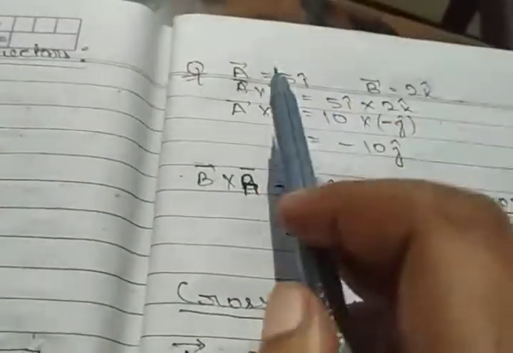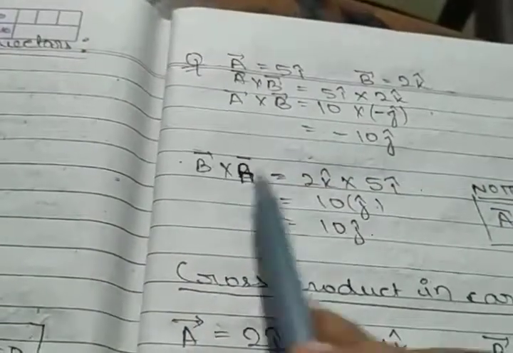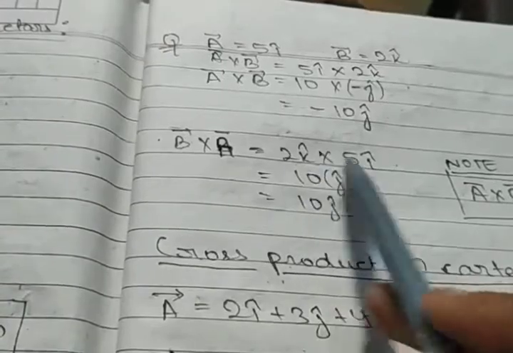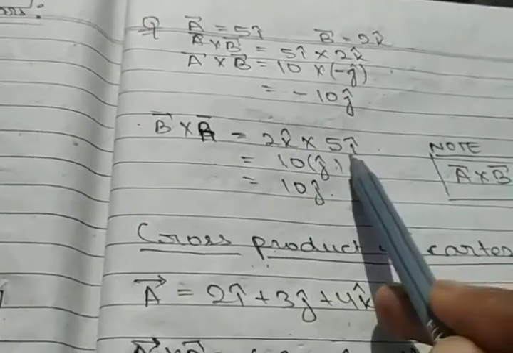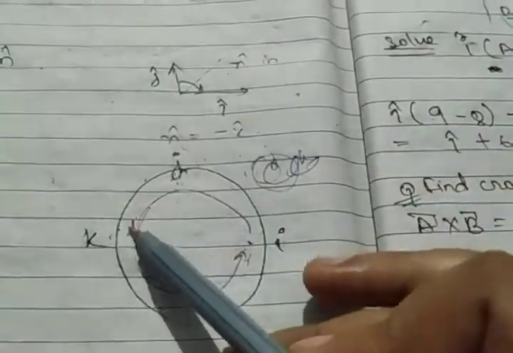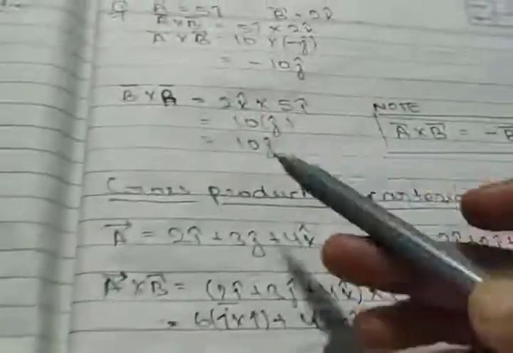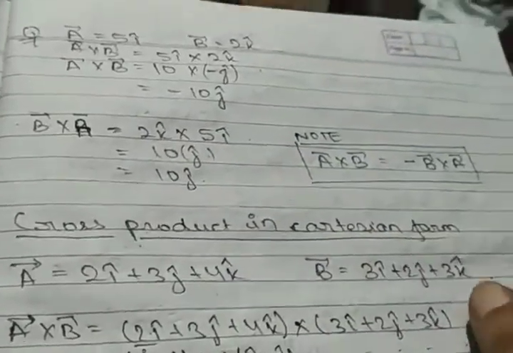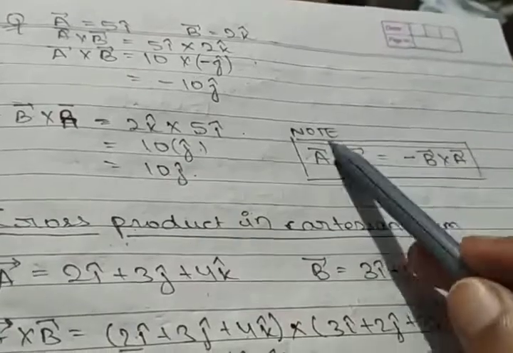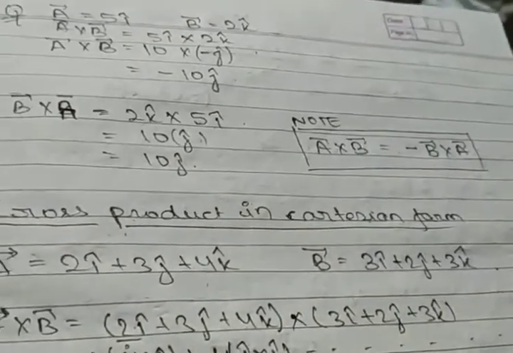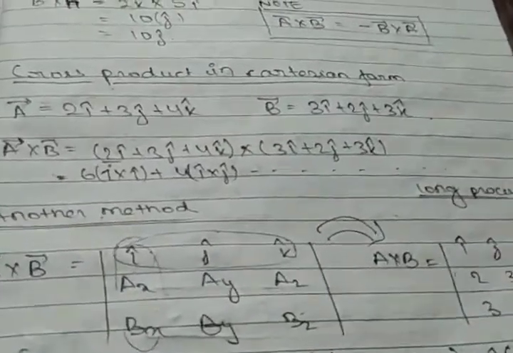If I want to find B cross A, so it will be again 2k cross 5i. So it will give me 10. How much will k cross i be? k cross i will be just opposite to it, that is j, in the positive direction. Okay, understood? So from here we are getting a very important result that A cross B is equal to minus B cross A. Now Cartesian coordinate form.